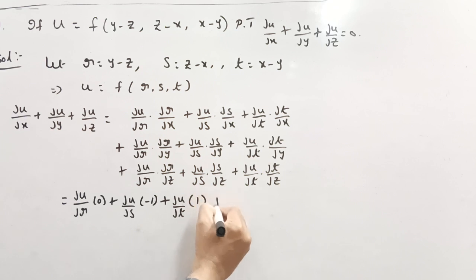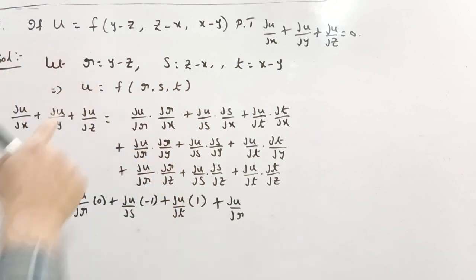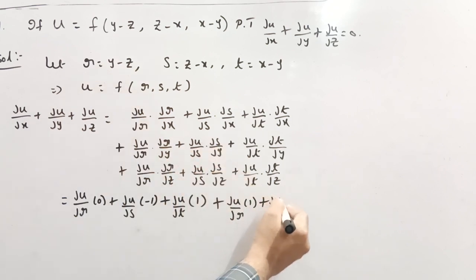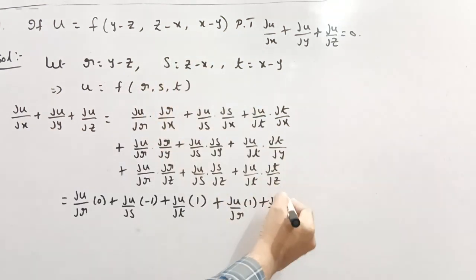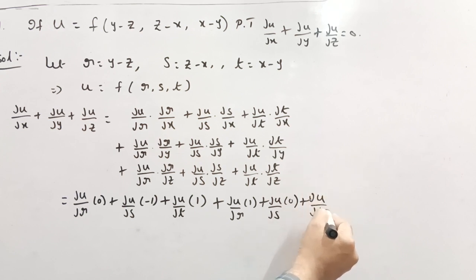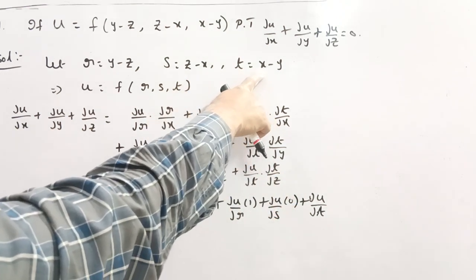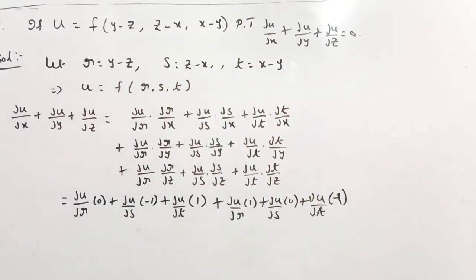Next, plus ∂u/∂r into ∂r/∂y. You have to differentiate r with respect to y. So y is 1 here. I get 1 plus ∂u/∂s into ∂s/∂y. You have to differentiate s with respect to y. No y here, 0, plus ∂u/∂t into ∂t/∂y. You have to differentiate t with respect to y. Here there is no y, here 0, y is 1, you get minus 1. Get minus 1, correct?